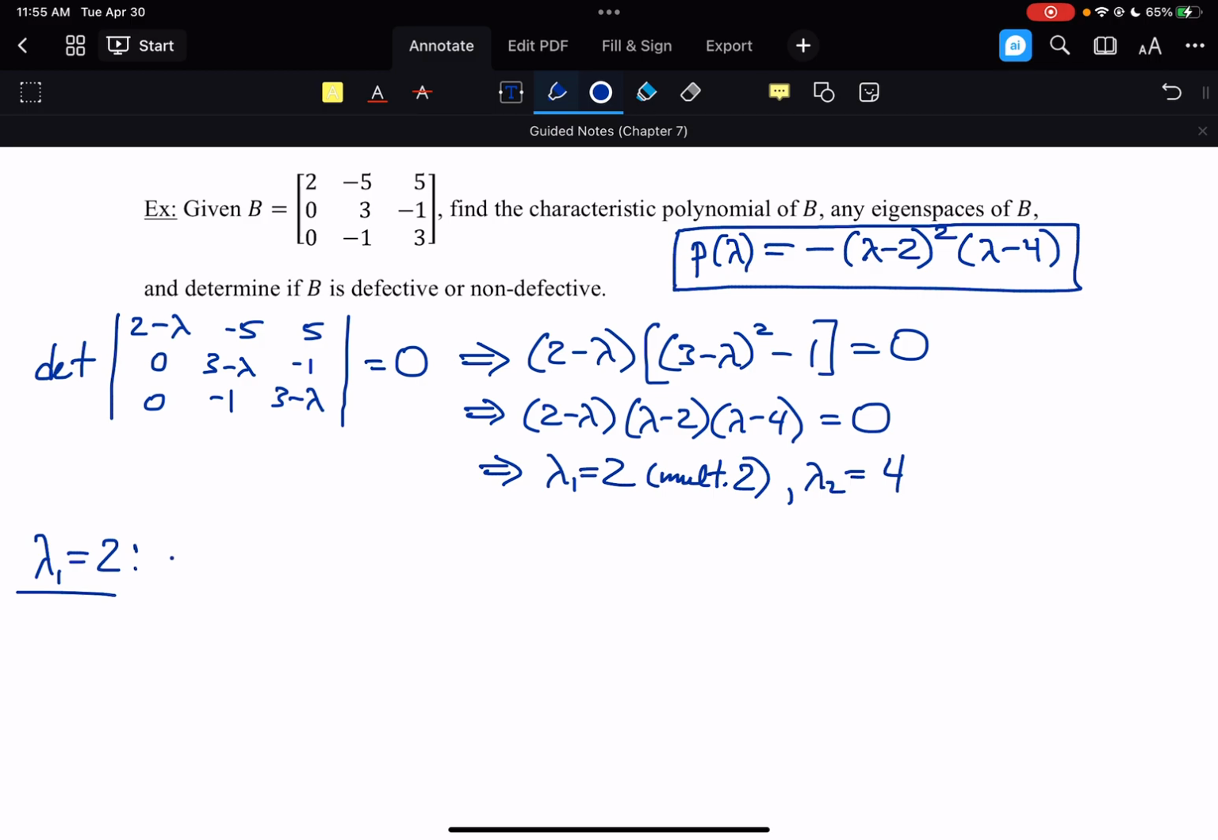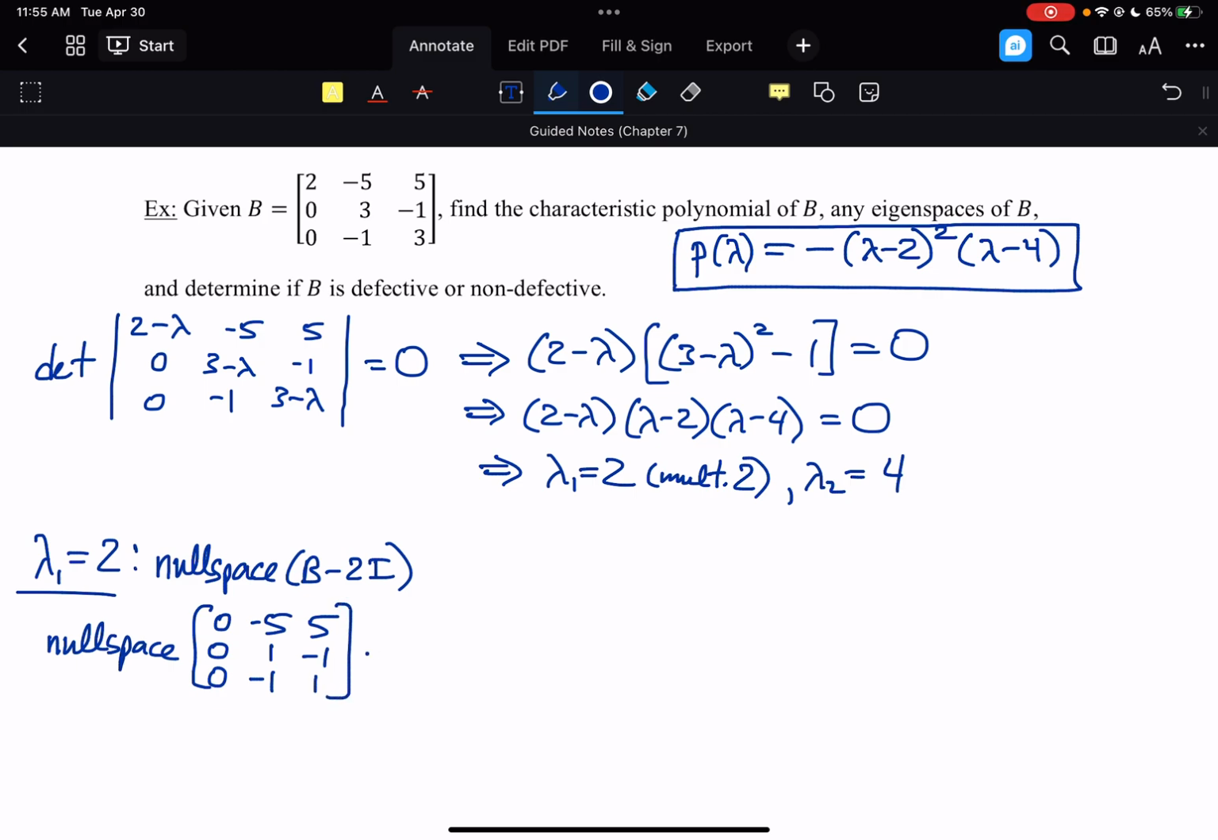So we have the null space of B minus 2I. So we're going to subtract 2 off of those main diagonal terms. So that's 0, negative 5, 5, 0, 1, negative 1, 0, negative 1, 1. You can probably see how this is going to work out. We're going to get 0, 1, negative 1, and then 0 rows down below.